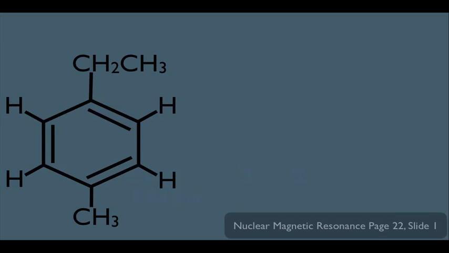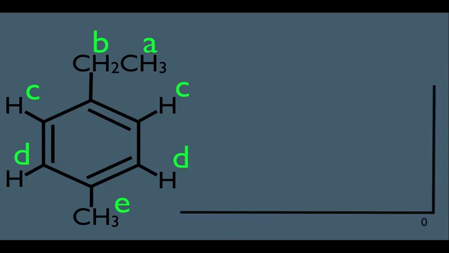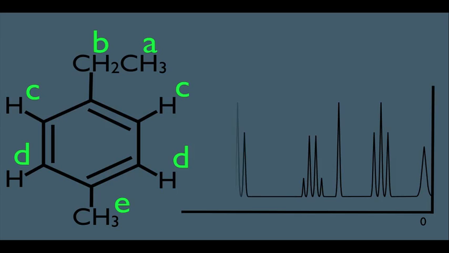Look at this molecule. It's a little bit different from the one we were looking at before. This one now has a methyl at the bottom here. Let's quickly investigate it. Let's call these the A-type hydrogens. These would be B. These would be the C-type hydrogens. These would be D-type hydrogens, and the hydrogens on the methyl would be the E-type hydrogens.